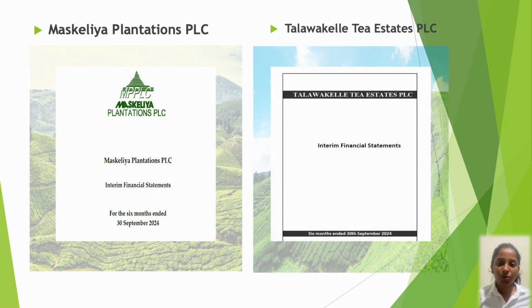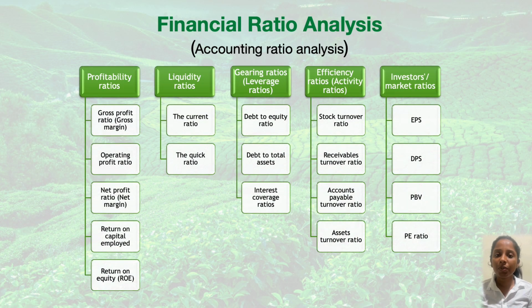So we have selected two companies in the plantation sector, and we used the interim financial statements for the 6 months ended 30th September 2024 of Muskelia Plantation and Thalawakele Tea Estate to perform the financial statement analysis. Next we will compare 5 types of ratios through financial ratio analysis. These are profitability ratios, liquidity ratios, gearing ratios, efficiency ratios, and investor ratios.